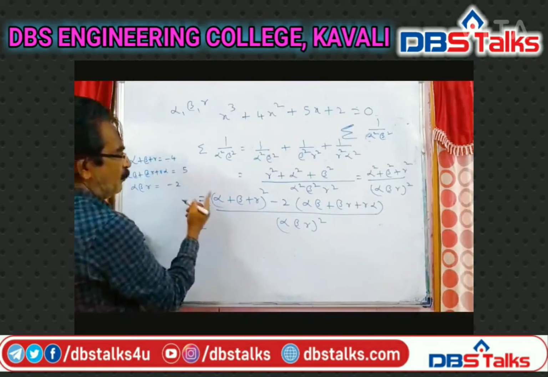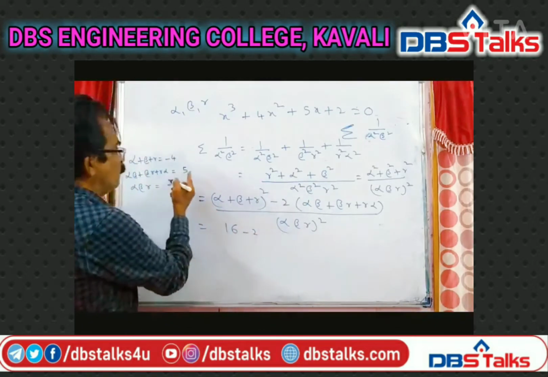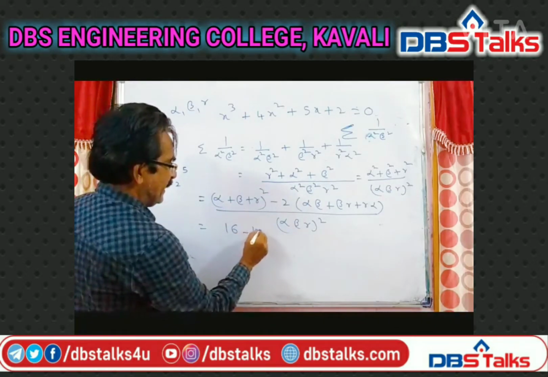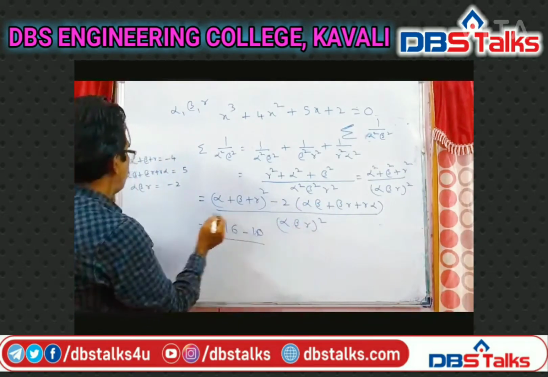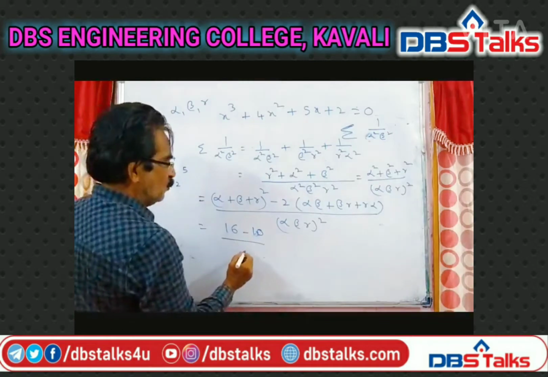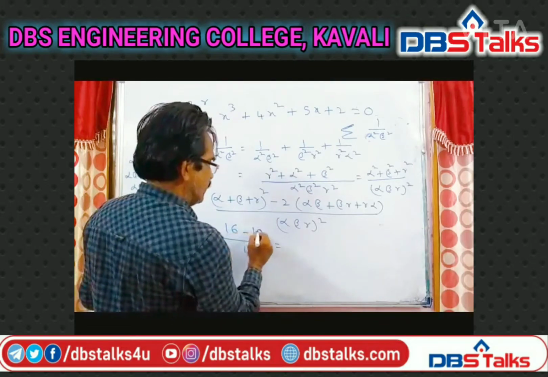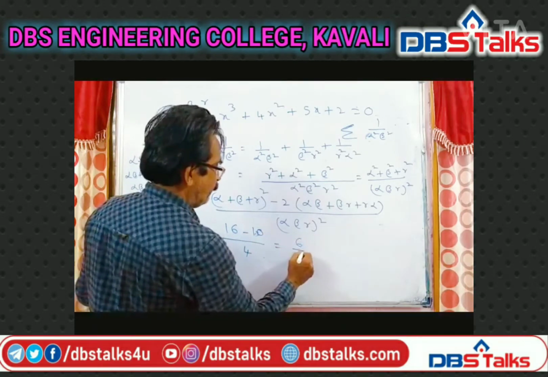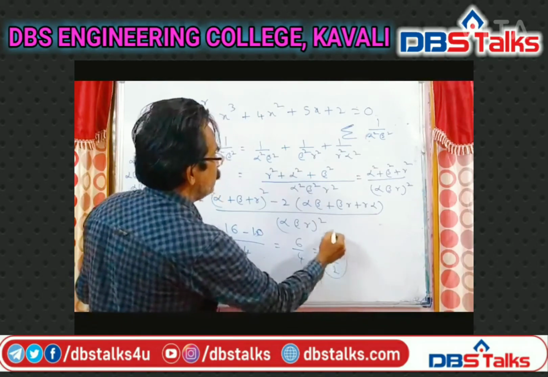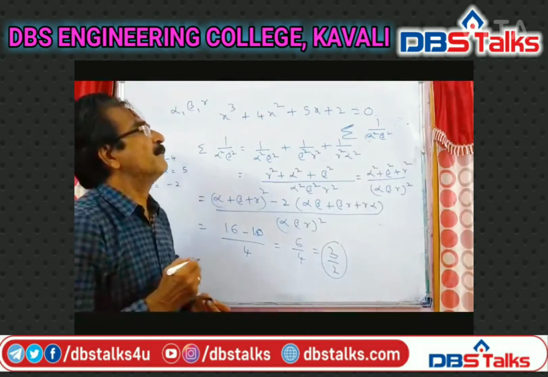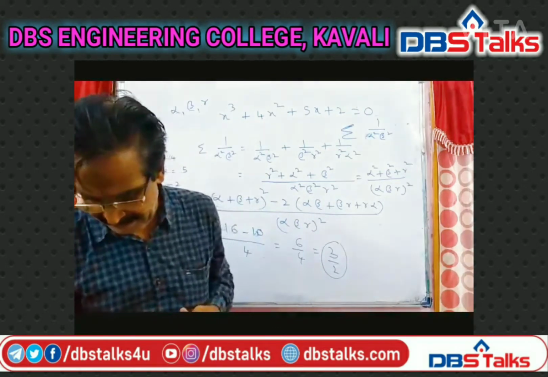So now let us substitute these values. Alpha plus beta plus gamma whole square is minus 4 whole square, 16, minus 2 into 5, that is 10, by alpha beta gamma whole square, minus 2 whole square means 4. So 16 minus 10 is 6 by 4, which is 3 by 2. That is the value of sigma 1 by alpha square plus beta square. So 3 by 2 is the required answer, friends.